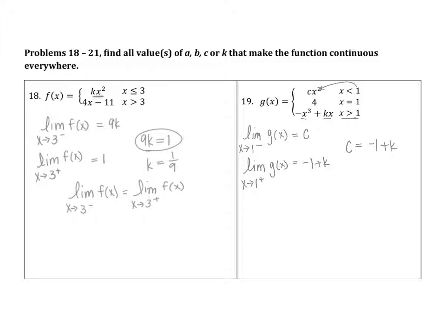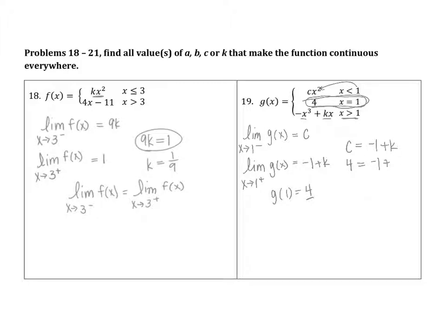So now we need to figure out, well, what in the world is c or k going to have to be? So if we come down here and look at the limit from the left, limit from the right, we also know that this function here, notice the function's value at 1, g at 1, has to be 4. So we know then that c has got to be 4. That's the actual function's value. So I know c is going to have to be 4.